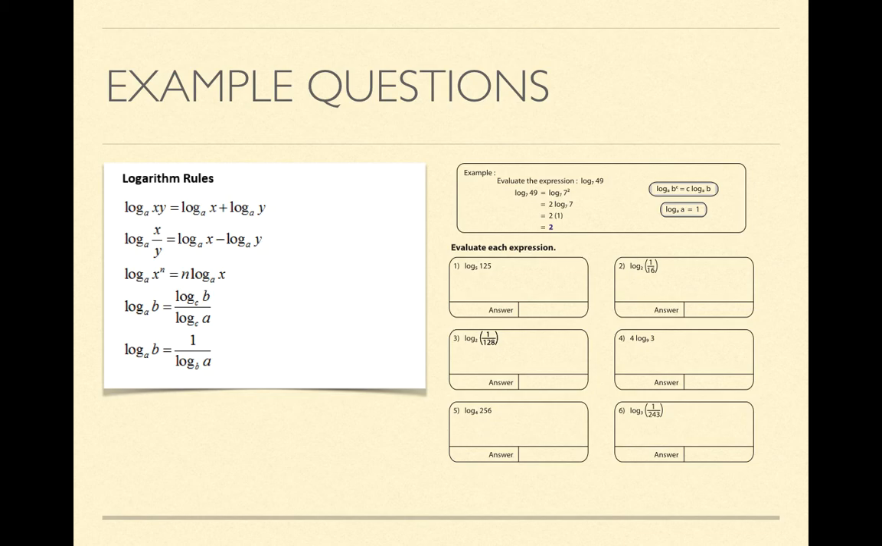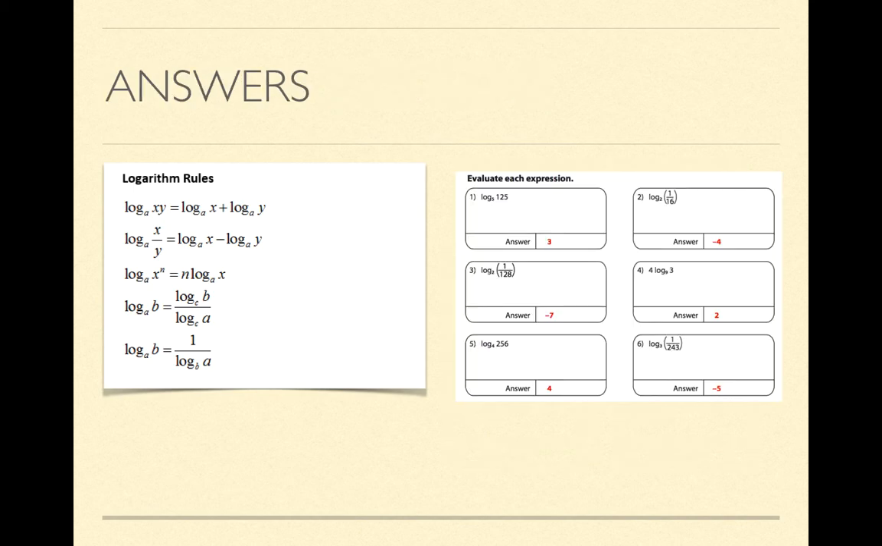So log 7 to the base 7 is 1, log 10 to the base 10 is 1, or for us, log e to the base e is 1. All right, will you do the next 6 questions? So pause the video, and here are the answers. Okay, I'm going to keep going.